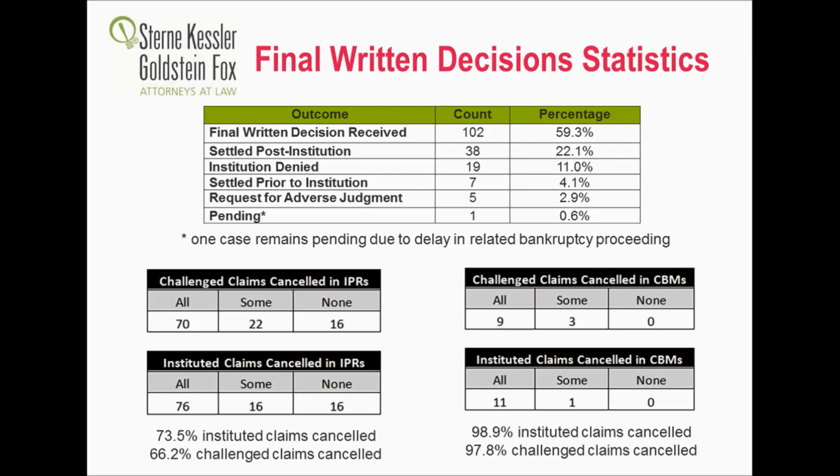Now, for institution, we can see that, again, we have the 16 where none were canceled, but we've got more where all the claims that were instituted on were canceled. And we see the CBM statistics are a little more narrowing. Yeah. So in CBMs, if you get institution, there's almost a 100% chance that your claim is going to end up canceled. So having a CBM instituted is very difficult if you're the patent owner from the statistics that we've seen to date.